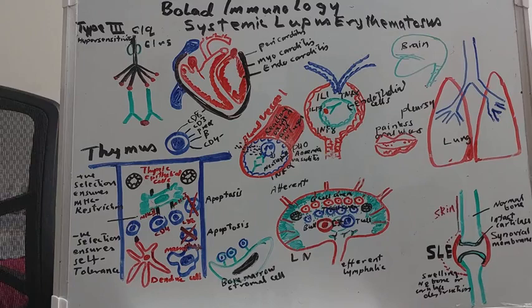And as you know, SLE is a type 3 hypersensitivity reaction, because the immune complexes in systemic lupus erythematosus are circulating immune complexes, and they are not membrane bound immune complexes.